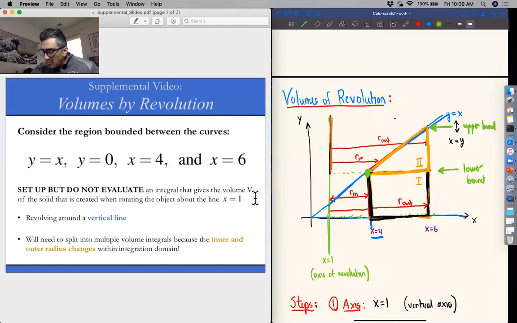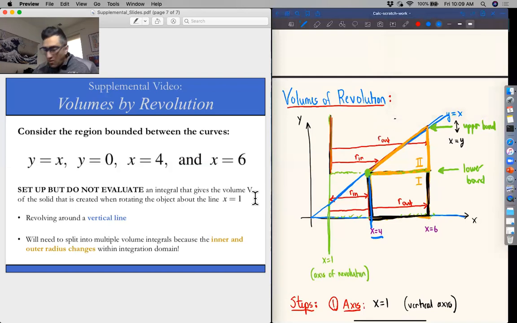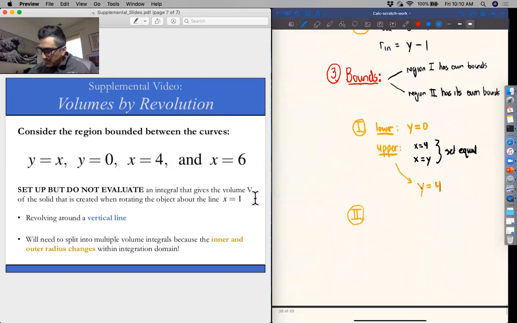Well, luckily, we already found out what that value of the lower bound was. Remember, we saw that the value of that lower bound was the intersection point between the functions x equals 4 and y equals x. So we already found that lower bound, and in this case it is y equals 4. And again, just to clarify, that was our intersection of two functions.